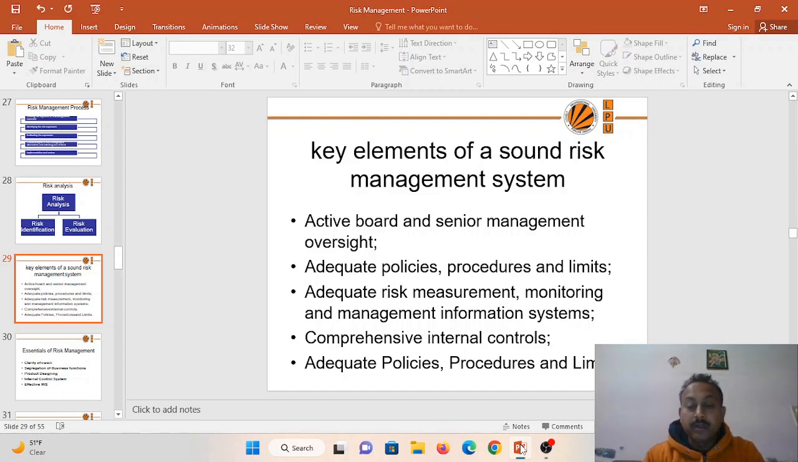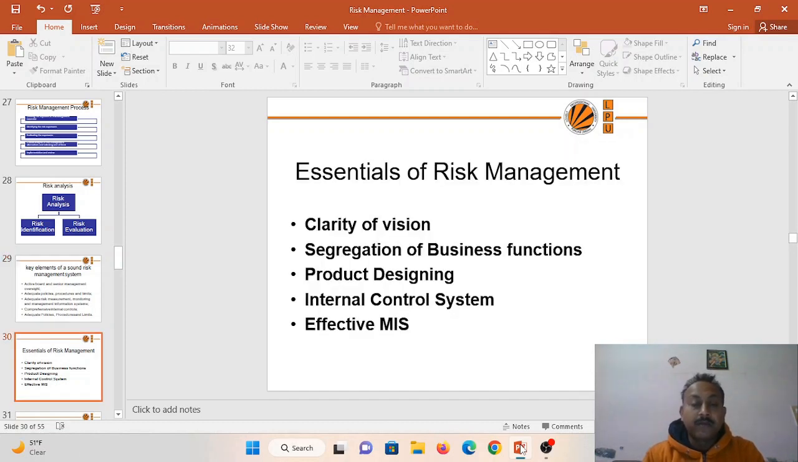And then adequate policy, procedure and limits should be put in. This point has been repeated twice, sorry. For essentials of risk management: clarity of vision, this is for top management. Segregation of business function, this is for the operative staff. So you know which loan is going into which type of category. If it has a high element of risk, risk provisioning is to be done. Everything is interrelated, so if you have a well classified business, it is easy to manage.